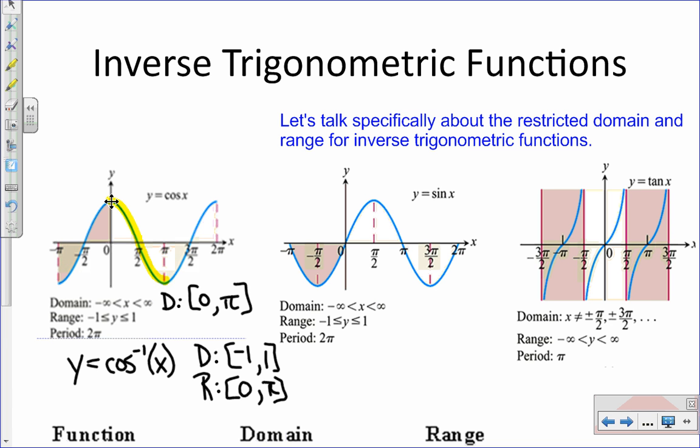So if you ever forget about the restrictions on domain or range, just draw the original parent function, like sine, look closest to the origin, and we see here we have the piece that would represent the restricted domain. So we're going to go from negative pi half to pi half. Okay, tangent works the same way. So when I look at tangent, closest to the origin, we have this piece. So we're going to restrict from negative pi half to pi half.